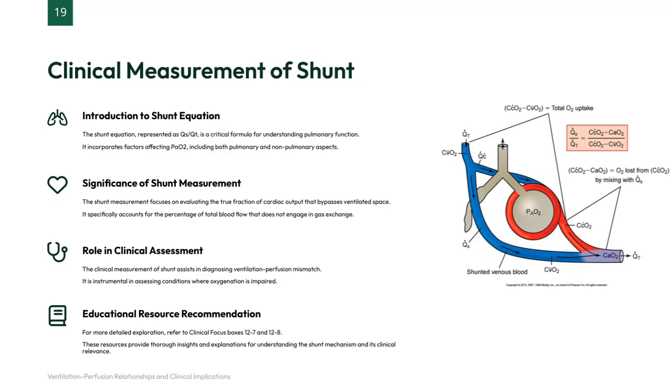The shunt equation, noted as Qs/Qt, is a fundamental tool for assessing pulmonary function. It takes into account various factors influencing arterial oxygen pressure, or PaO2, considering both lung-related and other systemic contributors. Measuring the shunt is essential because it reveals the actual portion of cardiac output that bypasses the ventilated areas of the lungs. In other words, it tells us how much blood flows through the lungs without participating in gas exchange. Clinically, this measurement is vital for identifying ventilation-perfusion mismatch, which helps us understand and evaluate conditions where oxygenation is compromised.